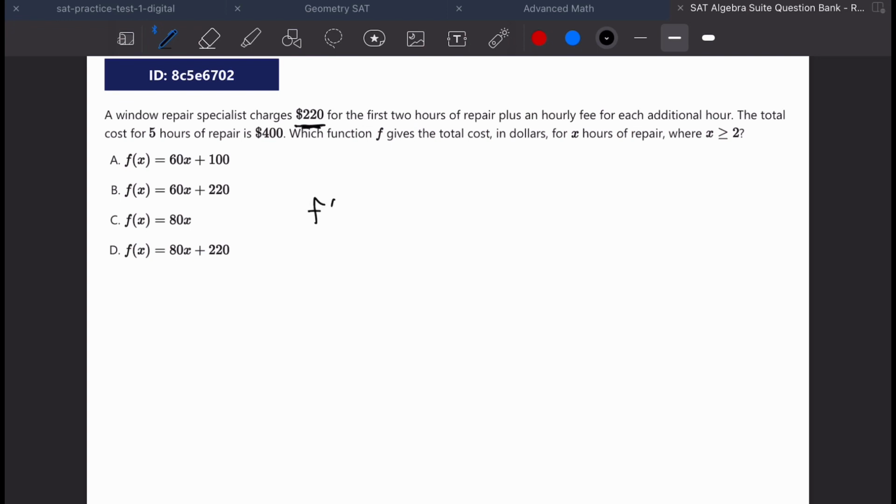So the function f of x is equal to 220 since it's the first 2 hours, plus an additional hourly fee, which we would just use the variable k for since we don't know it, multiplied by each additional hour. But since x is the hours of repair, we need to do x minus 2 because we need to disregard the first 2 hours.